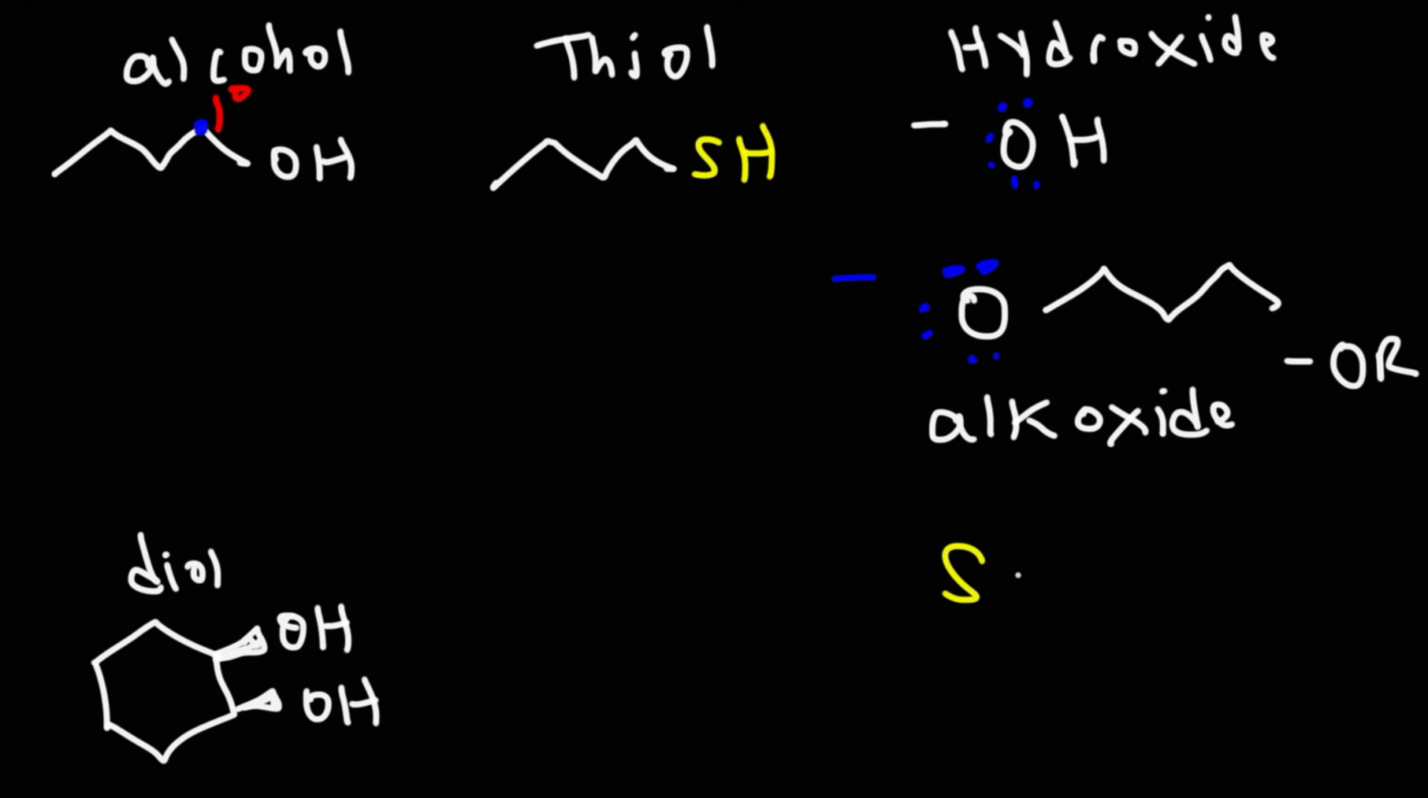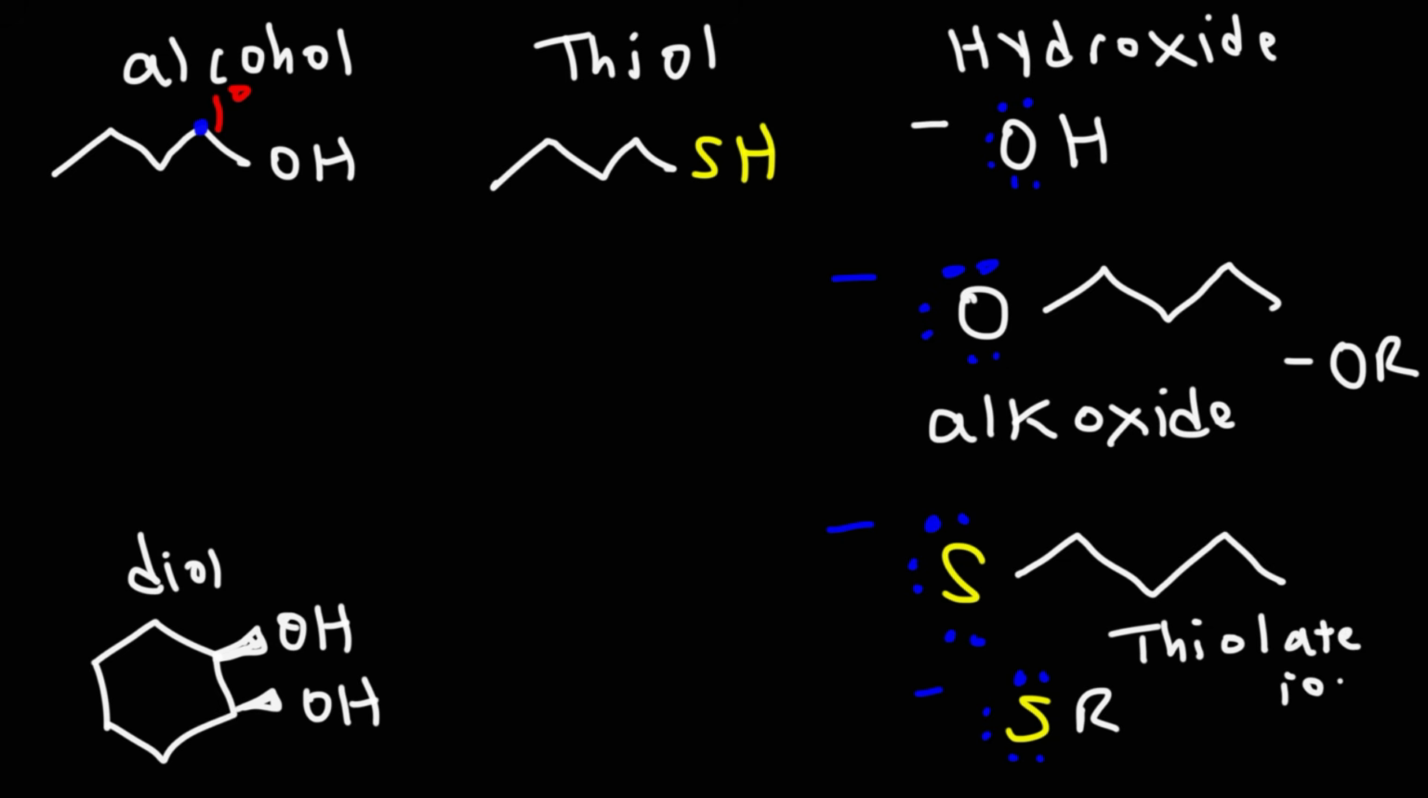Now, if OH is hydroxide and OR is alkoxide, what do you think SR negative is? You deserve 20 bucks if you can guess the right answer. This is called a thiolate ion. I would be very surprised if you got that right. So that's the thiolate ion.